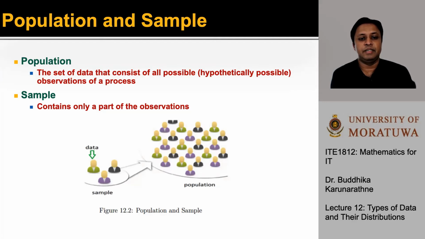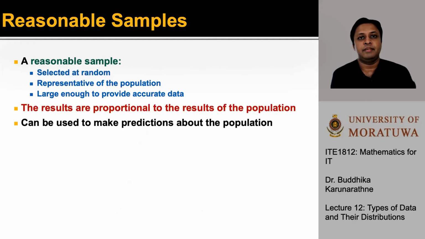So in the diagram, figure 12.2, you have this graphical representation of the much larger population. You can get a smaller sample. So that is the difference between population and the sample. Now, we define the concept of a reasonable sample. So what do we mean by a reasonable sample?